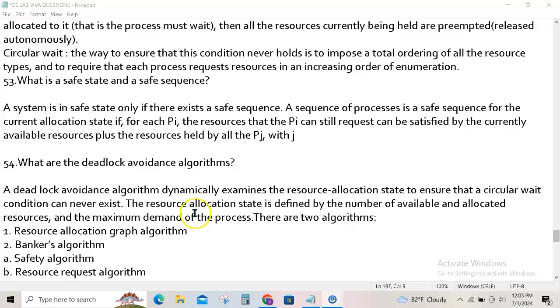Next, what is a safe state and what is a safe sequence? A system is said to be in a safe state if there is a safe sequence, and when there is a safe state, there can be no deadlock. So, when can we say it is safe? A sequence of processes is said to be in a safe sequence if, for each process, the resources it still needs can be satisfied by the currently available resources plus those held by all the other processes Pj.